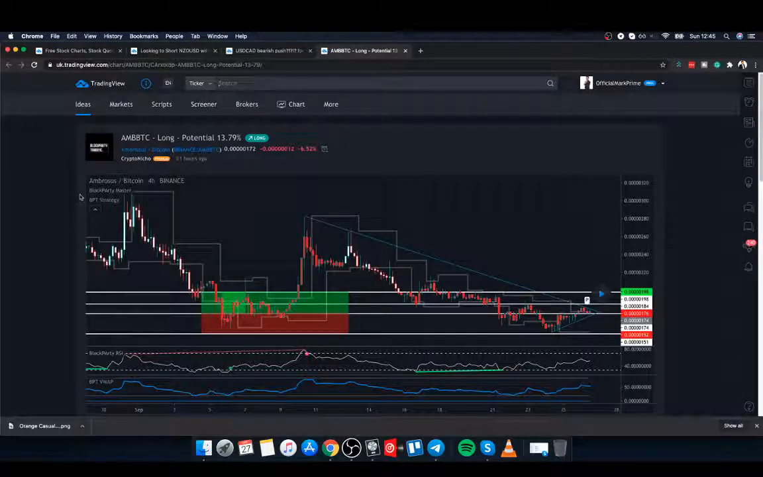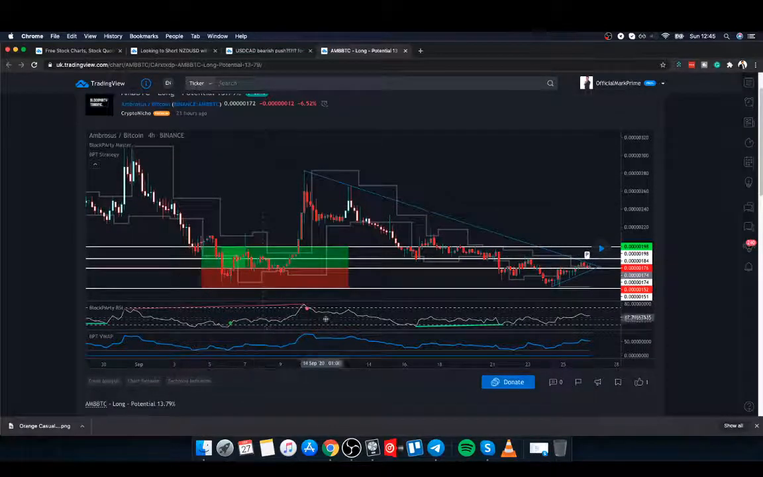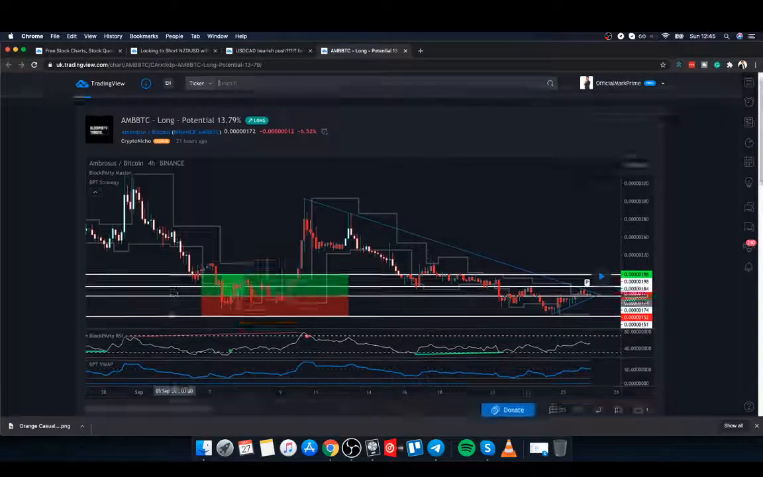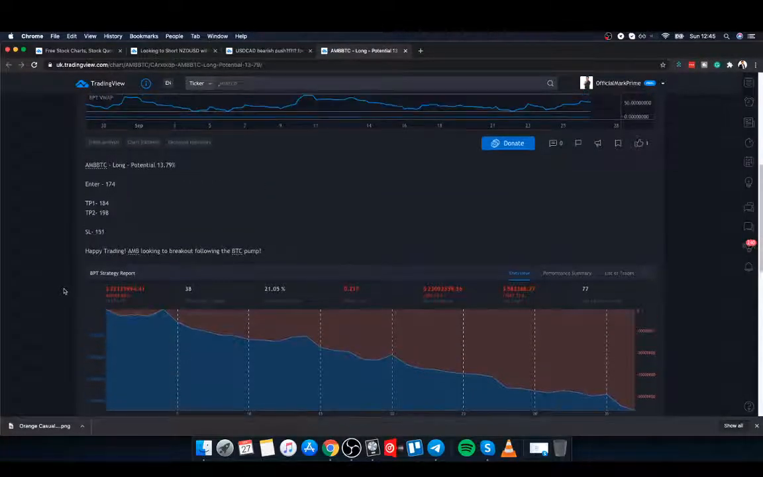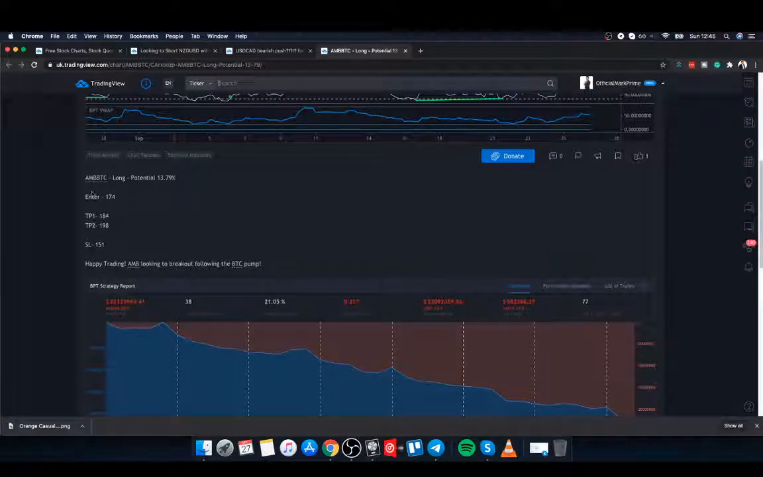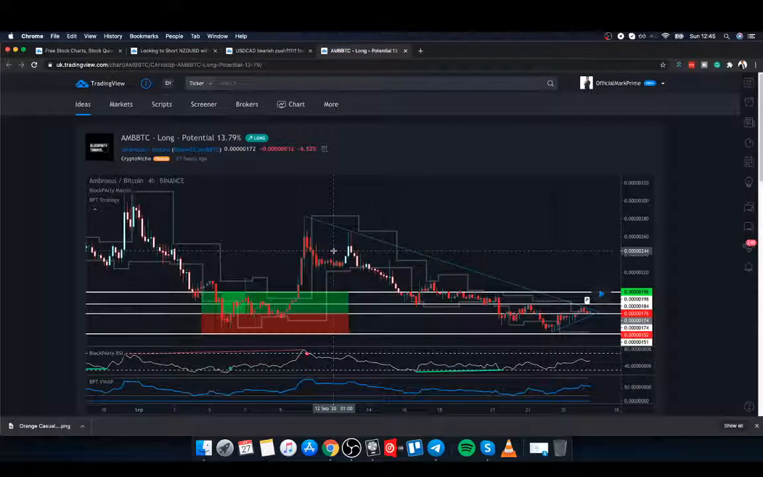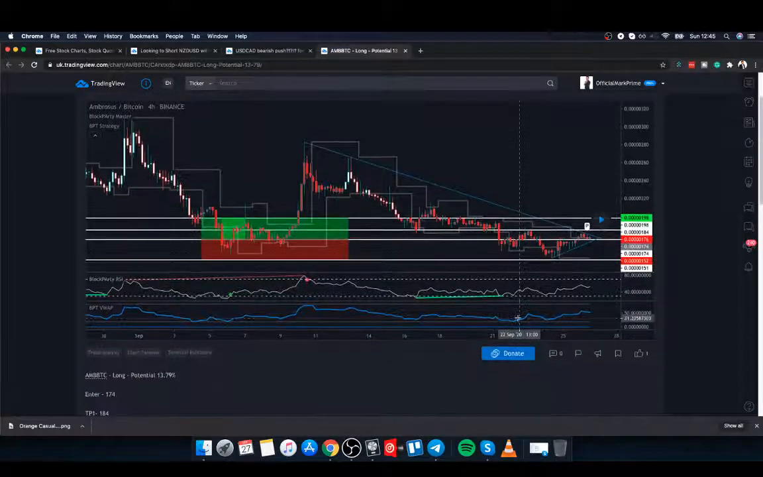Okay, he's using a couple of weird indicators that I don't actually know: Block Party Master and BPT strategy. All right, so we have this couple of indicators here. Let's read what he's written. Okay, this is just a signal. Enter 174, take profit 184, 198, stop loss 151. I mean, this is just like a signal, so I don't know how to analyze this.